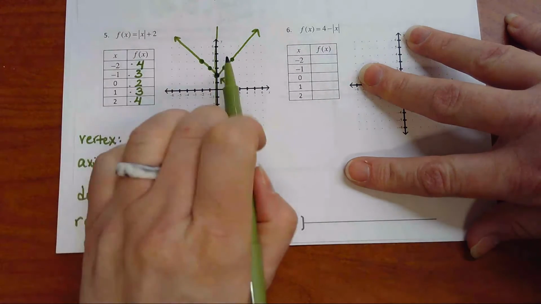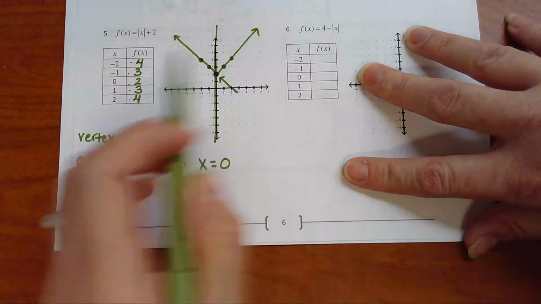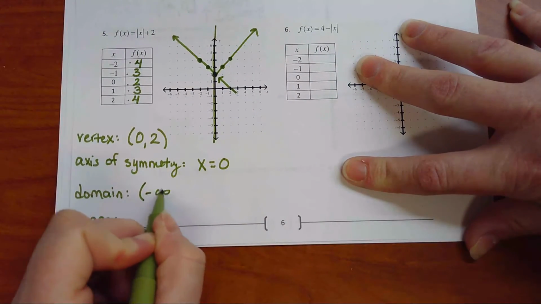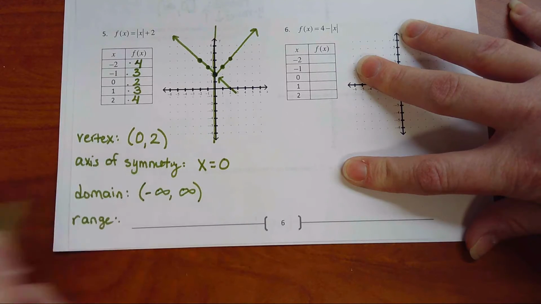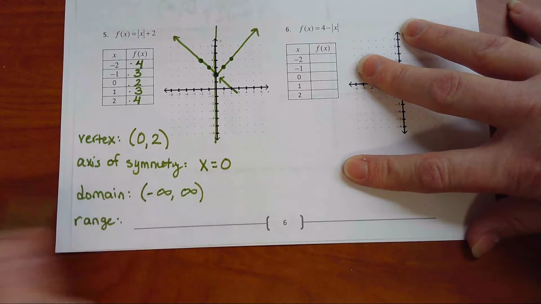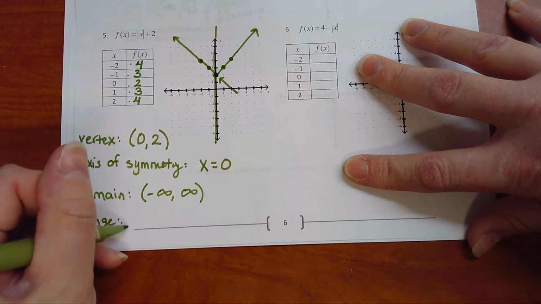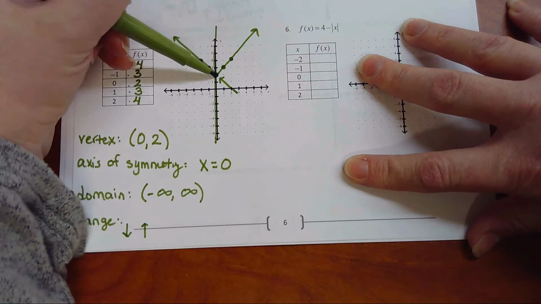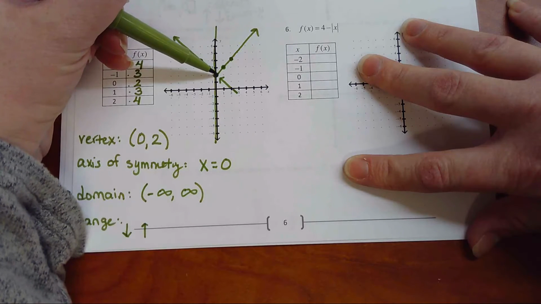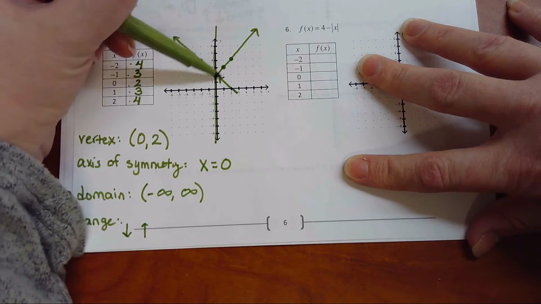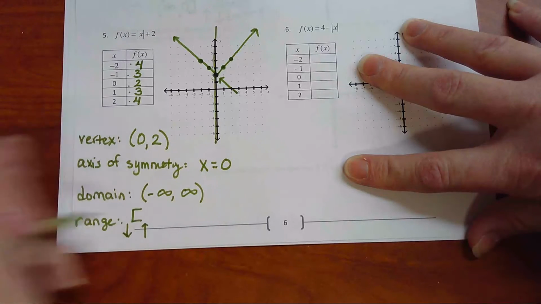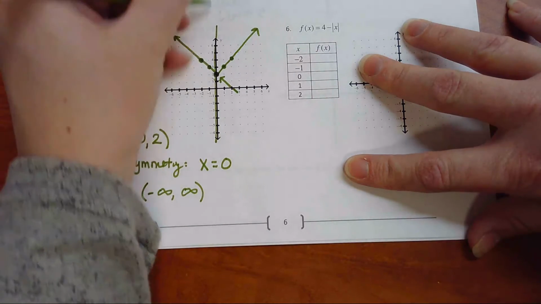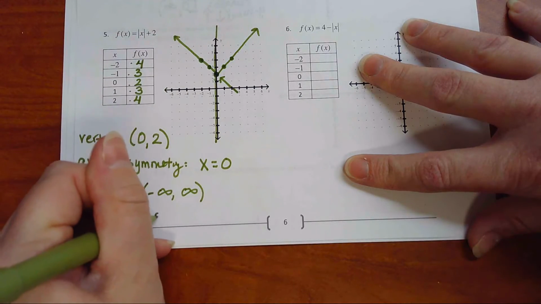Domain, how far left does it go? And then how far right? We don't know because it goes on and on forever in both directions. So we do negative infinity, positive infinity. That will remain the same for all of these. Now the range, how far down does it go? Then how far up does it go? So the lowest it goes is here, and that is at 2. So you do the closed bracket at 2. How far up does it go? We don't know because of the arrows. So positive infinity.